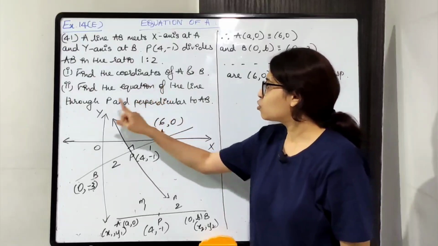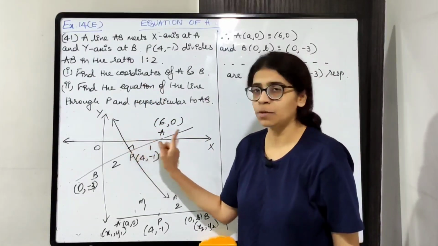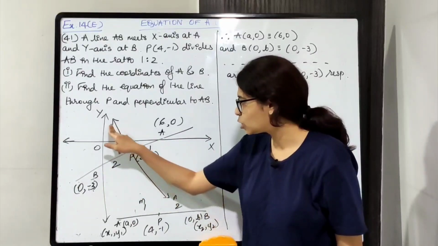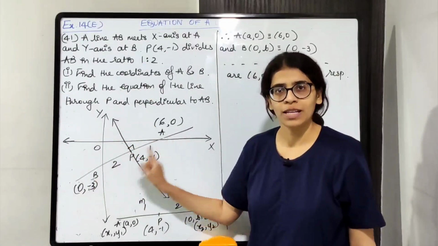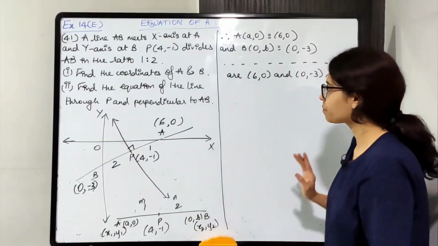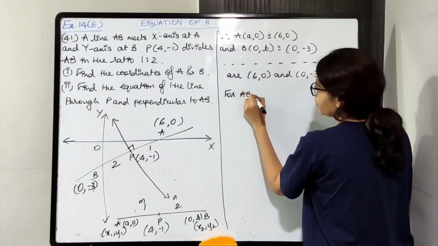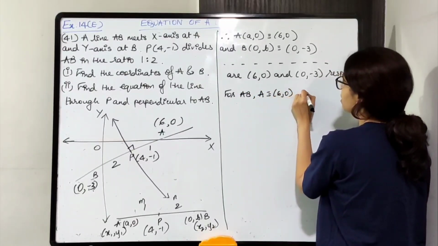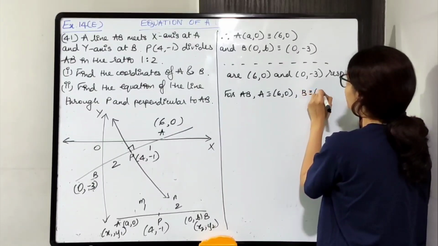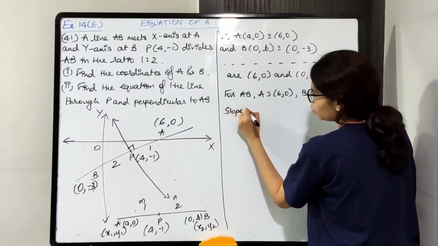Second part, find the equation of the line through P and perpendicular to AB. There is a line passing through P and perpendicular to AB. For that we need slope of this perpendicular line. Slope we'll get from slope of AB. So पहले AB का slope find out करते हैं. So write down for AB. A is 6, 0. B is 0, -3. So slope of AB क्या हो जाएगा?